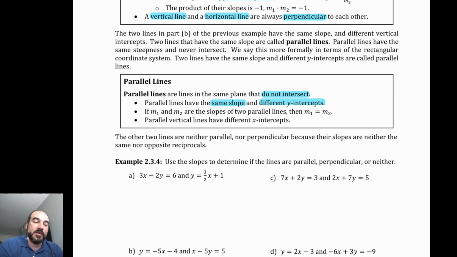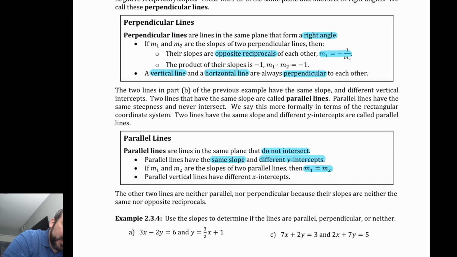We talked about this when we were solving systems of equations, right? If they're on top of each other, there's infinitely many solutions. They intersect infinitely many times, so they wouldn't be considered parallel, because parallel specifically means that lines don't intersect. And then, so for parallel, slopes are equal to each other. On this one, slopes are negative reciprocals of each other.